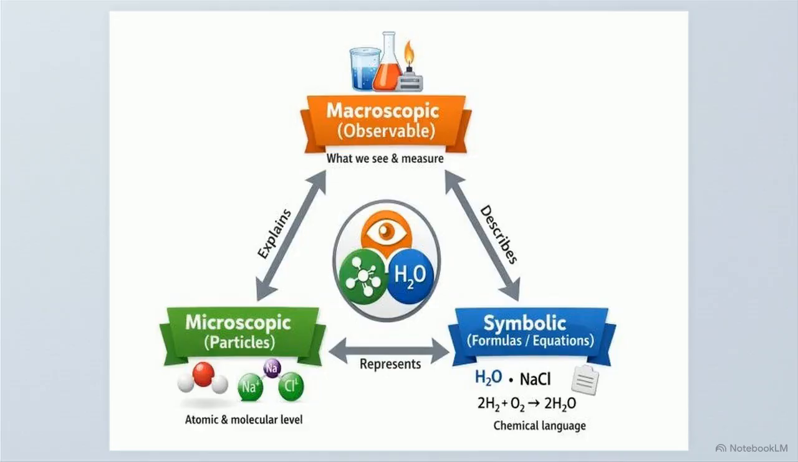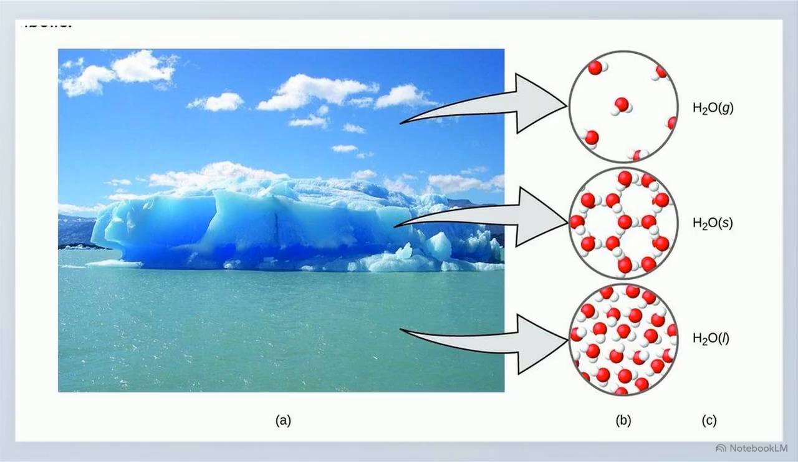This triangle diagram illustrates the 3 distinct perspectives chemists use to view the universe: the macroscopic, the microscopic, and the symbolic. To operate as a chemist, you have to translate information continuously across these 3 domains. The macroscopic domain is everything large enough to sense directly, like this iceberg. The microscopic domain reveals atomic reality. Gas molecules are disorganized, while solid ice is rigidly locked. Finally, the symbolic domain uses formulas like H2O to describe these states without drawing them.